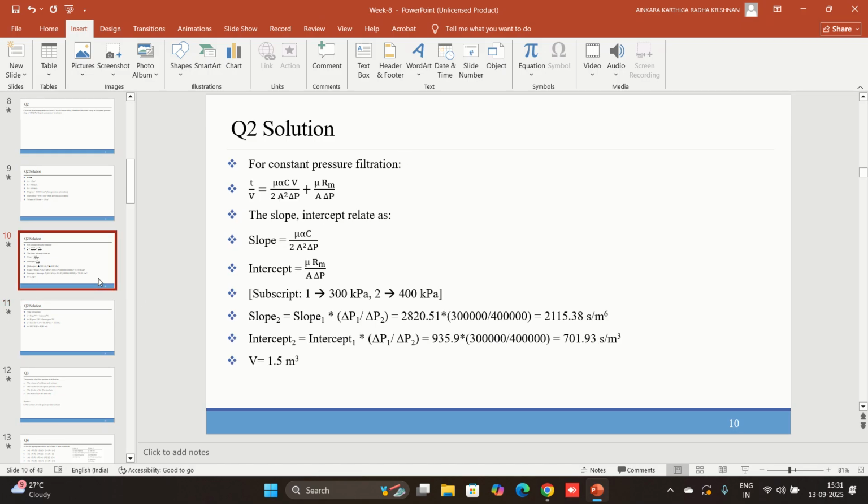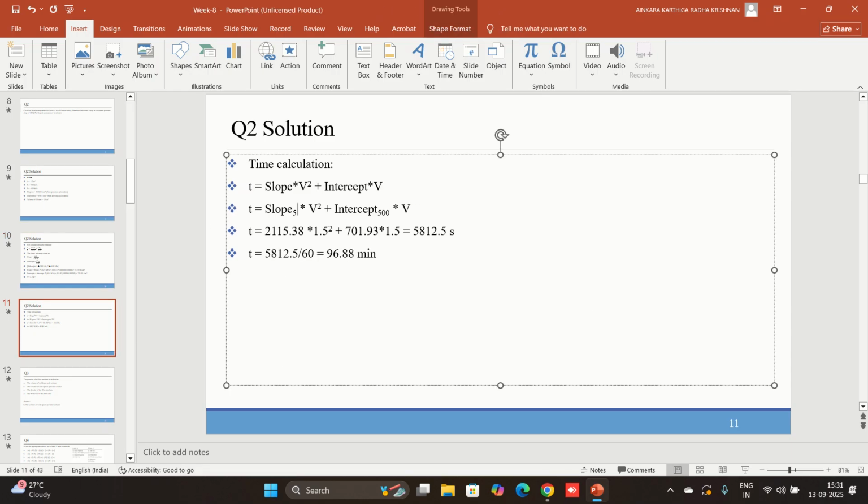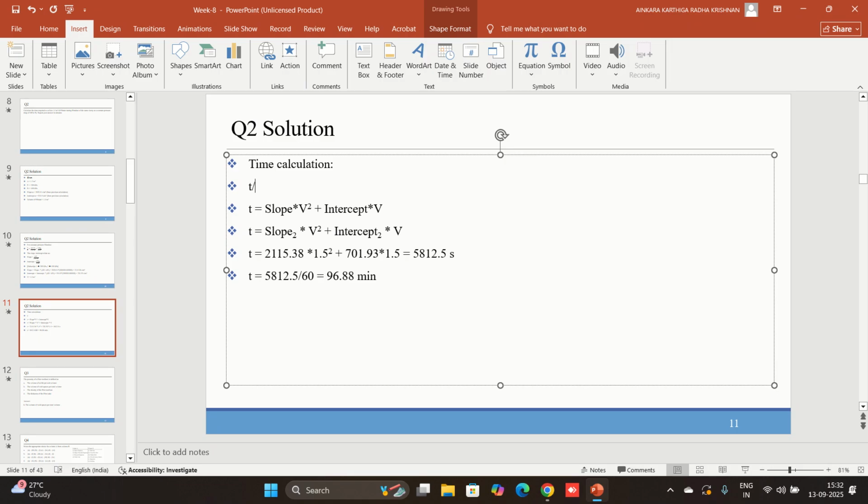Oh, it is 400, right? That's what it is, not 500, it is 400. But anyway, I'll change it into the original interface. So how did we get this? T by V is equal to M into V plus C. So I'll write it, T by V equal to slope into V plus intercept.